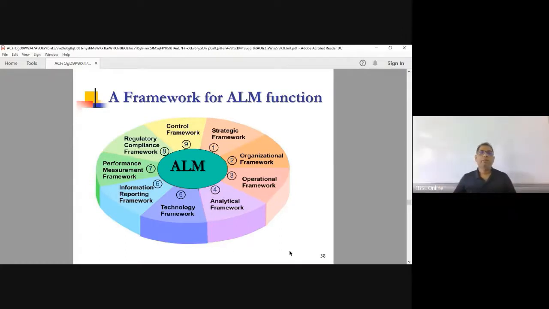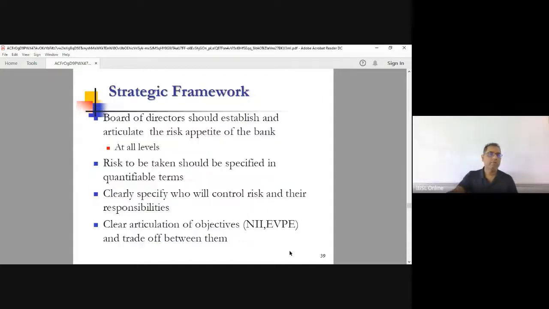All that. Then information reporting framework, whether it's regulator or otherwise. So this is the information report. Technology, how technology is used. Operational framework will give you the operational area you're working in. This is the framework. This is how you handle issues. This is the way you process things. So on and so on. So there are various frameworks. ALM also sits within a certain framework.